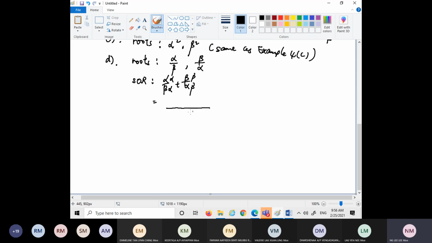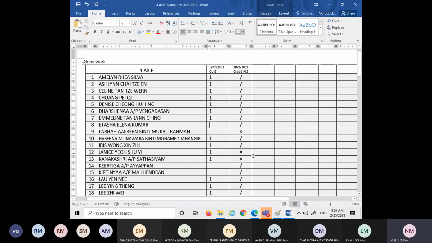So now you have a common denominator which is alpha beta. Here is alpha squared and then beta squared. Alpha beta settled. Alpha squared plus beta squared, this one is from your part C. From your part C, you see alpha squared, beta squared, your SOR is alpha squared plus beta squared. So this one you can straight away take from your part C. So this one is settled. Now we come to the POR. I have to remember to give Kritika 1 mark here.